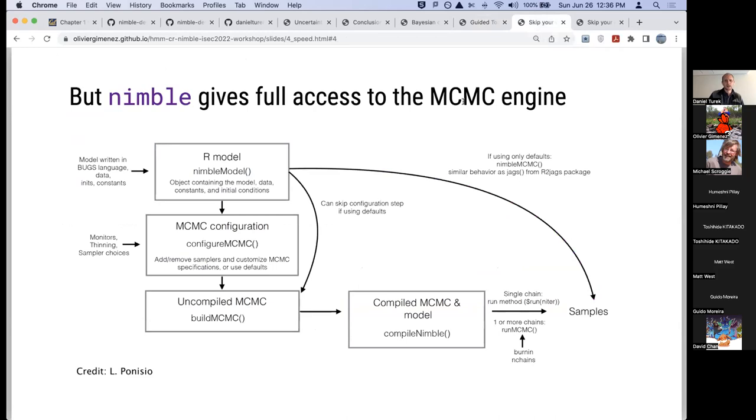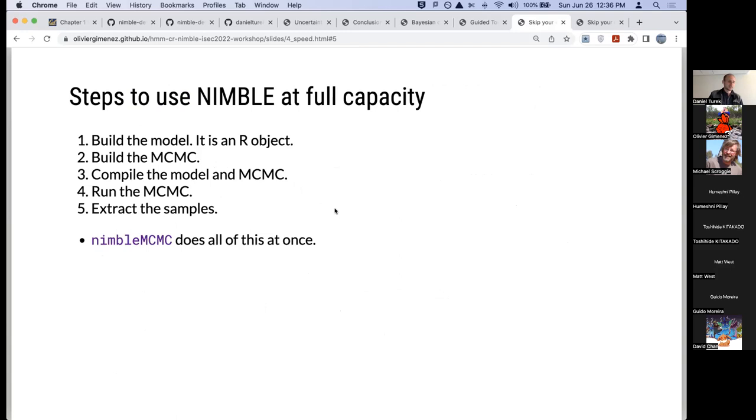Lauren made this slide a long time ago now, and it shows, here's nimbleMCMC, but rather you can create a model and then create the MCMC configuration. This is the same thing we just saw, then build the MCMC and then compile everything. So we're going to look at some of these steps about how you can use this to your advantage. Both the MCMC itself and the model object itself, the thing created by nimbleModel, are not given to you in WinBUGS or JAGS, but in Nimble they can be available. So here's the same thing once again.